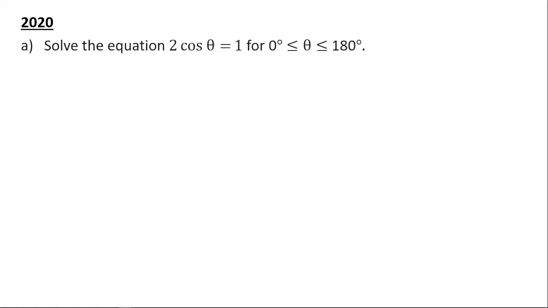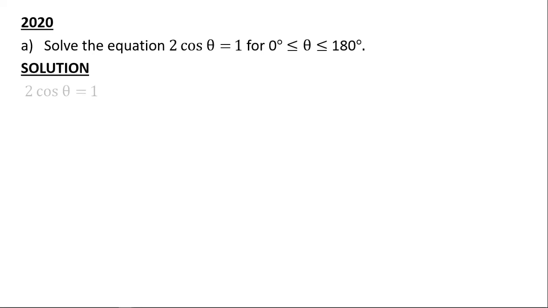2020. Solve the equation 2 cos theta equal to 1 for 0 degrees less or equal to theta less or equal to 180 degrees. Now, since they are asking us to find the solution between 0 degrees and 180 degrees, in the second quadrant, cos is negative, so we only have to find one angle.